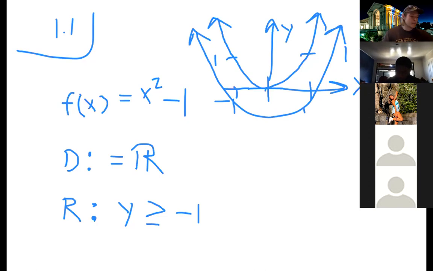Now, I'm going to move on if that's okay. We just talked about domain and range. Let's talk about domain and range in some more complicated problems.